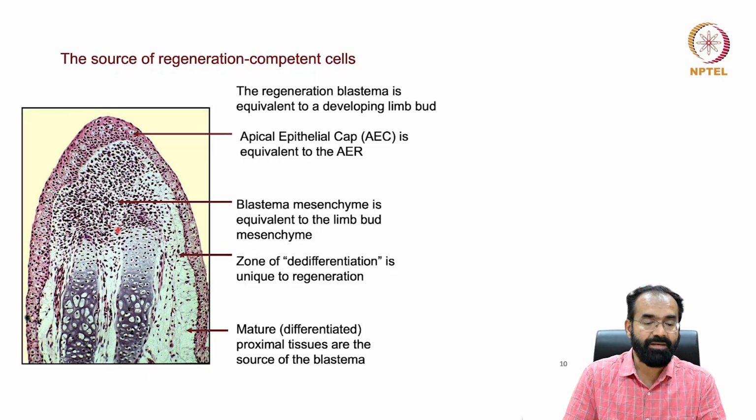So there is a blastema mesenchyme. This is a limb and this is a blastema picture, and this is called a mesenchymal cell. Epithelial mesenchymal transition we discussed multiple times, and the blastema mesenchyme is equivalent to the limb bud mesenchyme. And then here the zone of dedifferentiation is unique to regeneration. And then there is also a mature differentiated proximal tissue that is the source of the blastema. So there is a differentiated tissue which gives rise to the blastema cells, and they give rise to a cap.